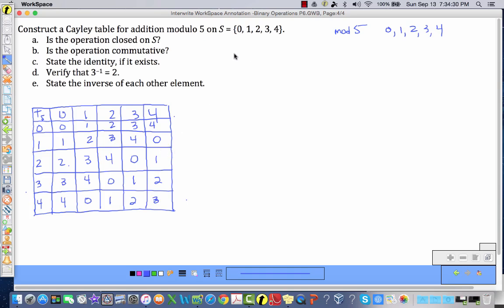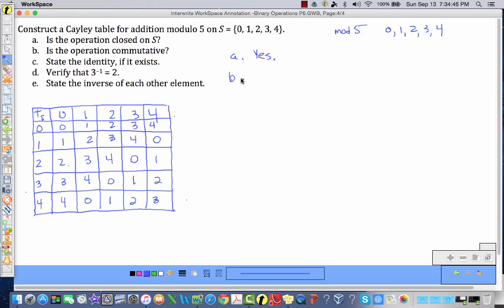Okay, so A, is the operation closed on S? Is every answer in here an element of our original set S? And the answer is yes, so it is closed.